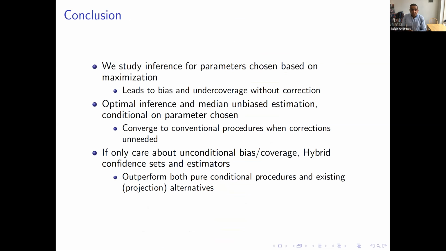So to wrap up, in this project, we're interested in inference on parameters chosen based on maximization, which leads to bias and undercoverage if not corrected. For this setting, one can get optimal inference and median unbiased estimators conditional on the parameter chosen, where these conditional procedures converge to conventional ones in the case where the corrections are needed because the same thing is selected with high probability. If we only care about unconditional bias or coverage, we can also think about these hybrid confidence sets and estimators, which we find outperform both pure conditional procedures and the existing alternative in the literature, namely projection.